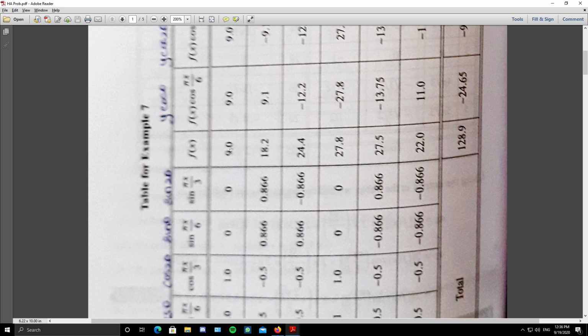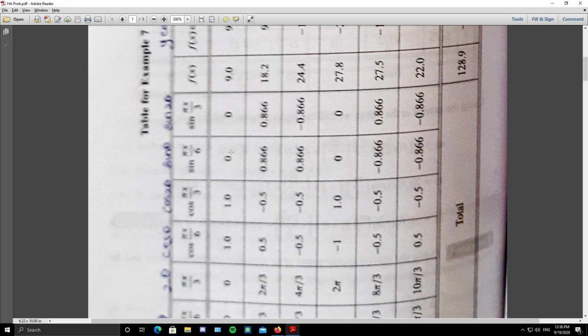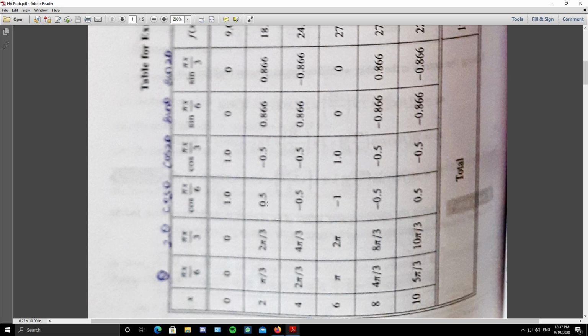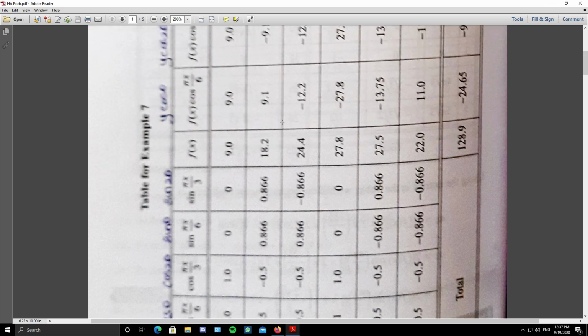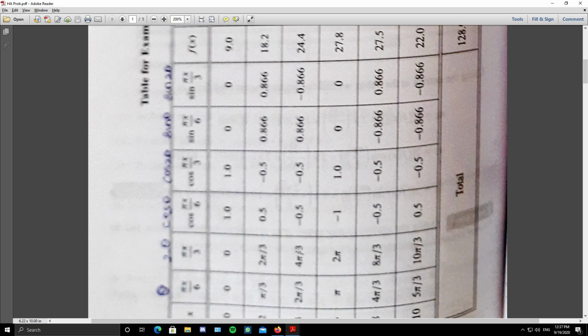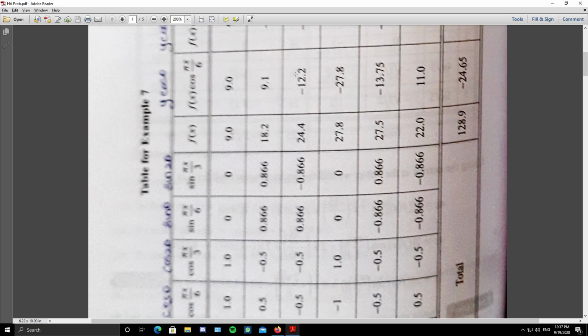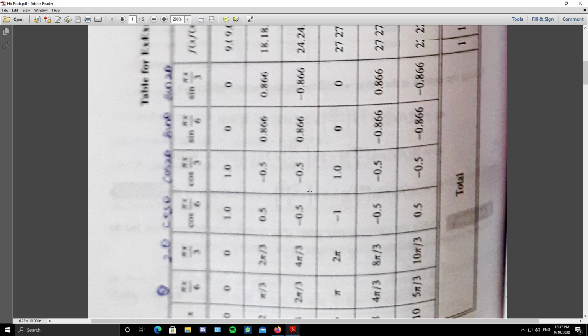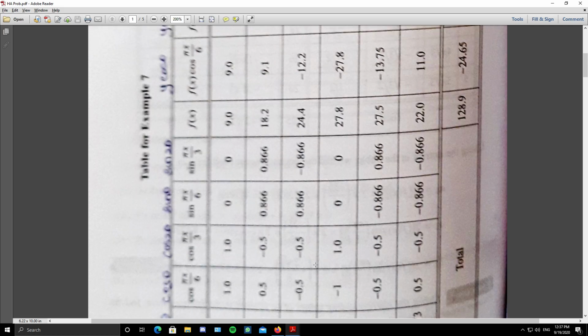This is the y column. So f of x into cos theta. So 9 into 1, this is the cos theta column, so 9. Then 18.2 into 0.5, that is 9.1. 24.4 into minus 0.5, so that is minus 12.2. Similarly, you will find the other values. So f of x multiplied by the cos theta column.